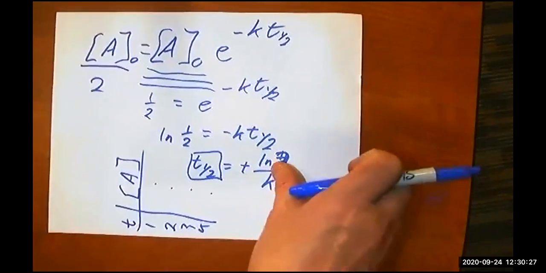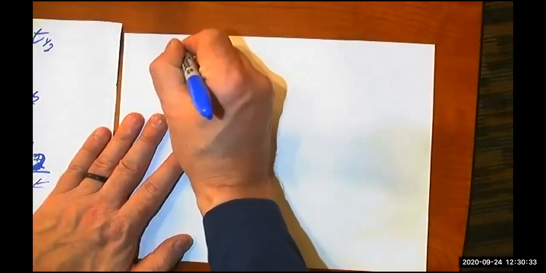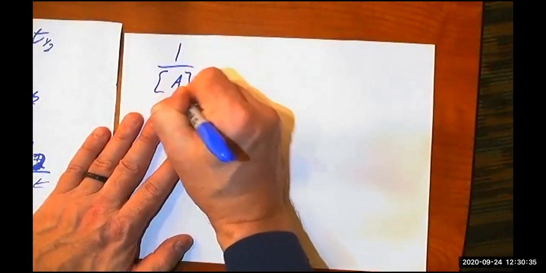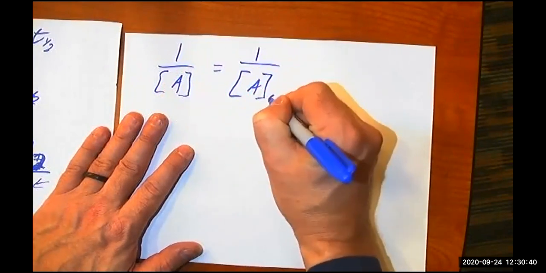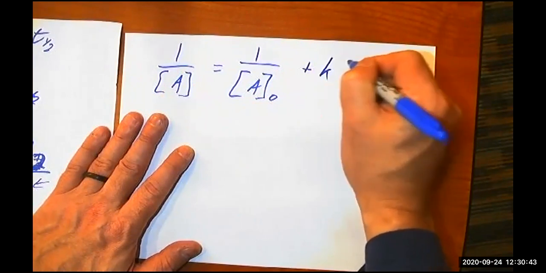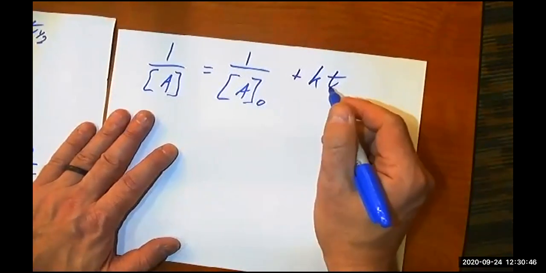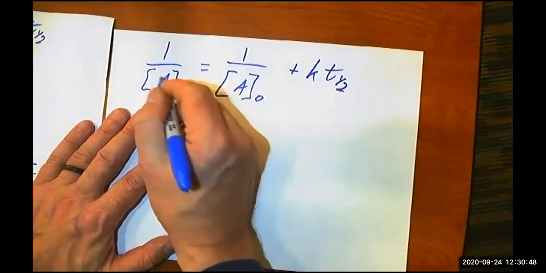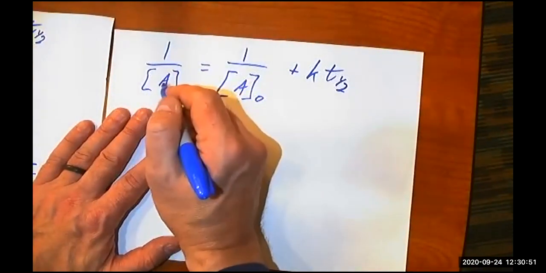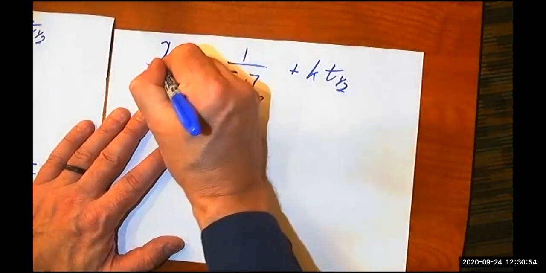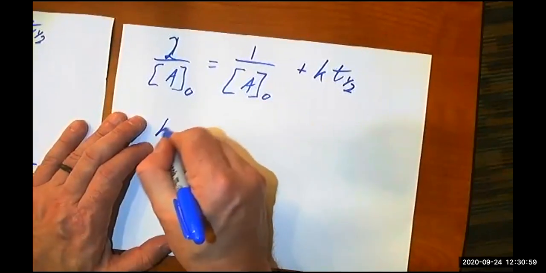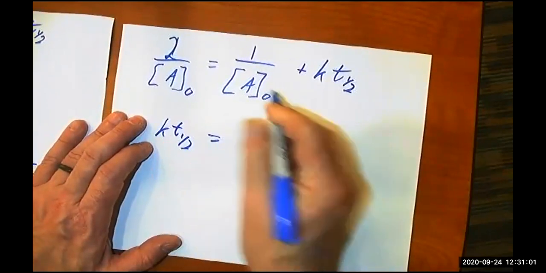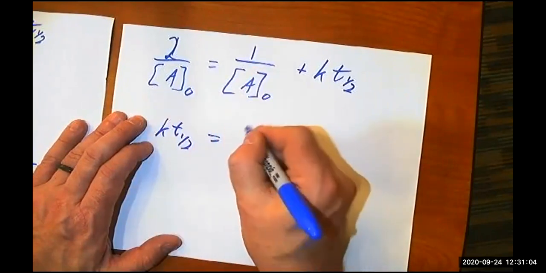So that's first order. Second order, we have 1 over concentration of A equals 1 over concentration of A naught plus kt. Well, we do the same thing we did before. Call this the half-life, and we're going to make this now half of the initial concentration, which we can do by doing that. Okay. So we now have kt 1/2 equals 2 over A naught minus 1 over A naught is 1 over A naught.